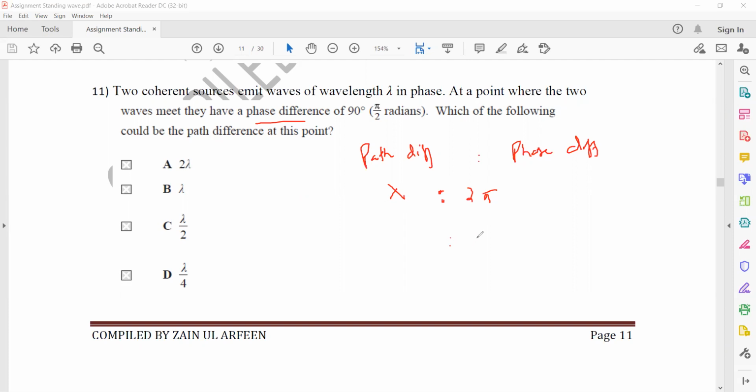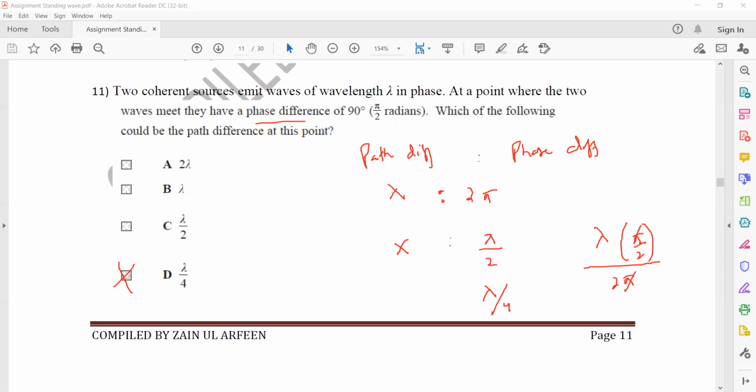Now, if the phase difference is pi by 2 radian, then the path difference will be x. So when you cross multiply, this will be lambda multiplied by pi by 2 and divided by 2 pi. So pi will cancel with pi, and the 2 is divided, so it will come out as lambda by 4, or quarter of the wavelength. So D will be the right answer for this.